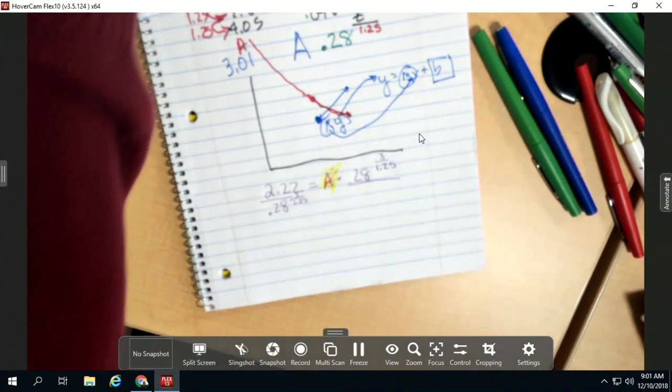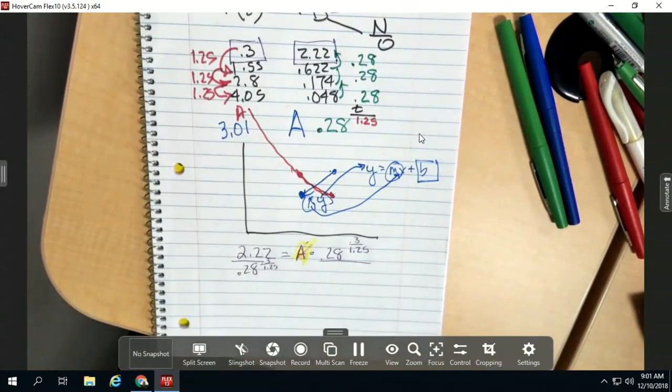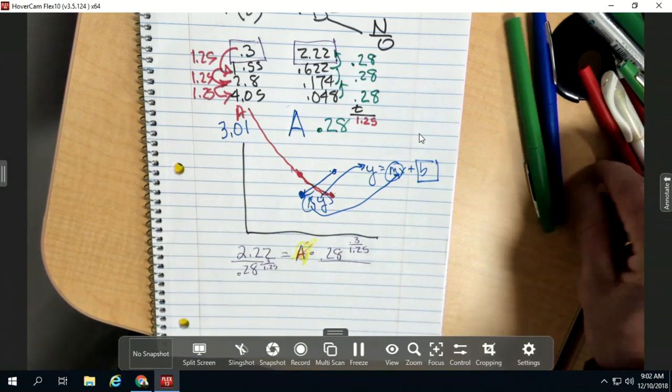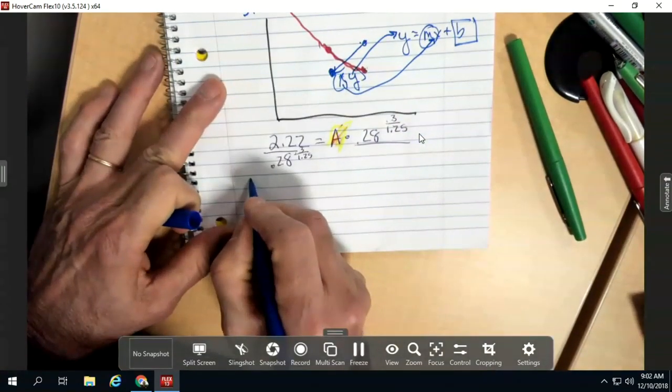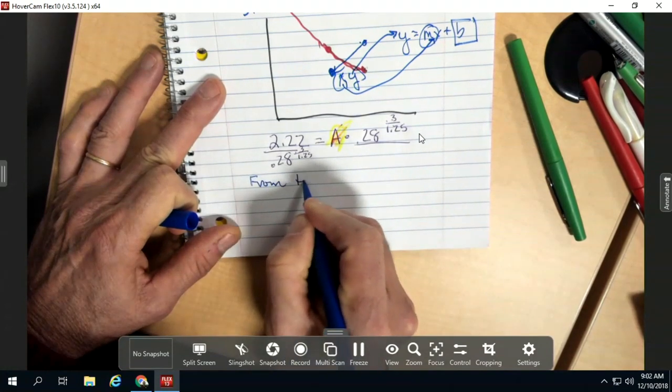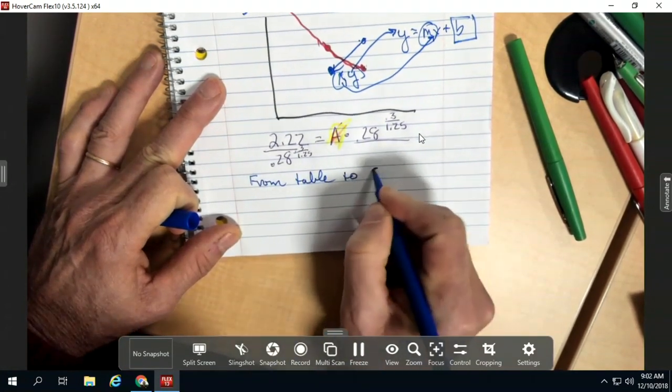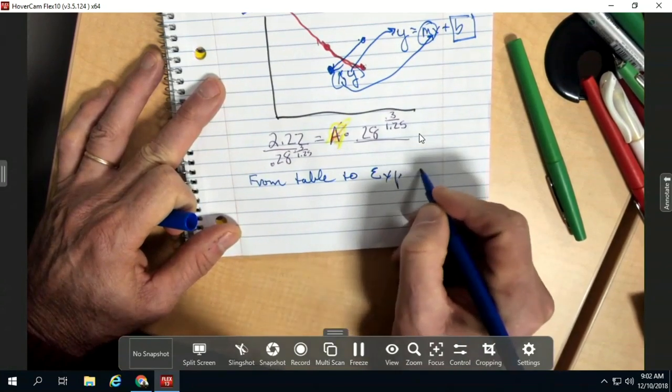All right, when we left off, we were on page 330. This is something you have to be able to do, and in fact, we're going to be doing it with a different set of problems in a couple seconds. So let's go through from table to exponential formula.